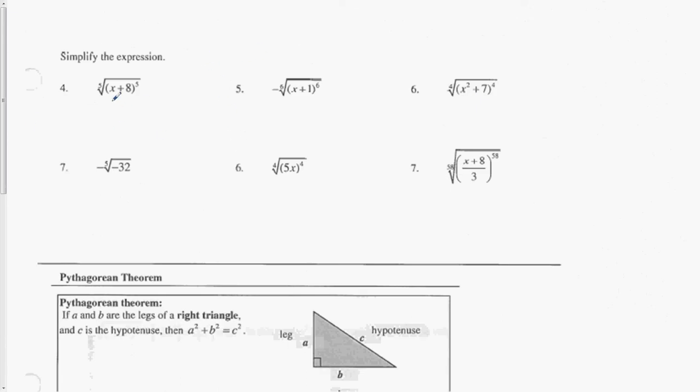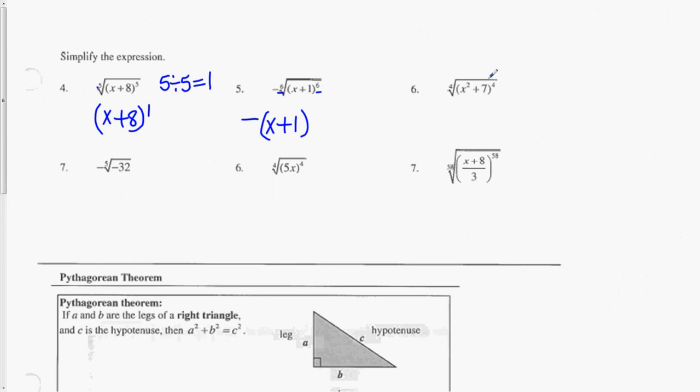If I have x plus 8 to the 5th power, and then I have a 5 on the outside, well, 5 divided by 5 is 1. So that means x plus 8 comes out to the 1st power, or you could just write x plus 8. On the next one, I have a negative in front of it, so I'm going to have a negative for an answer. 6 underneath, 6 in the index, 6 divided by 6 is 1. So again, that's going to be x plus 1.